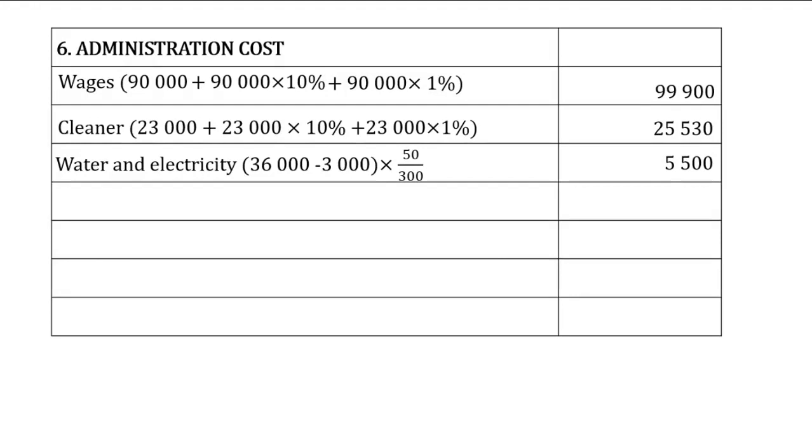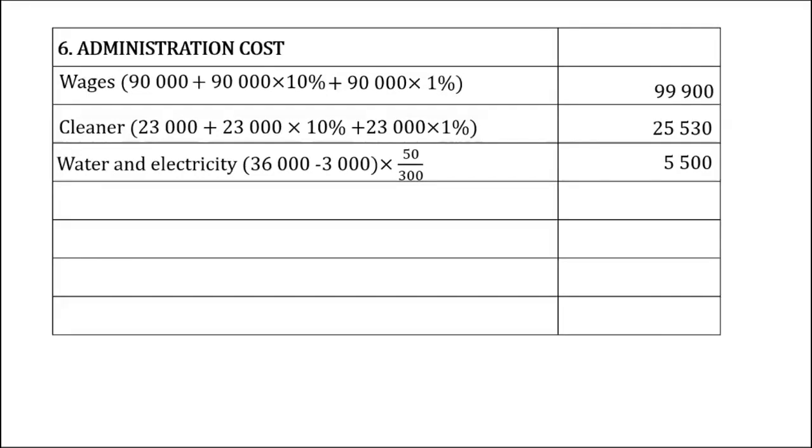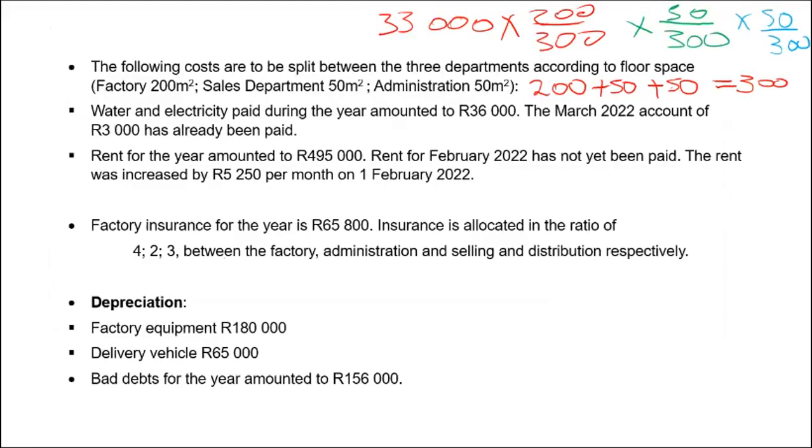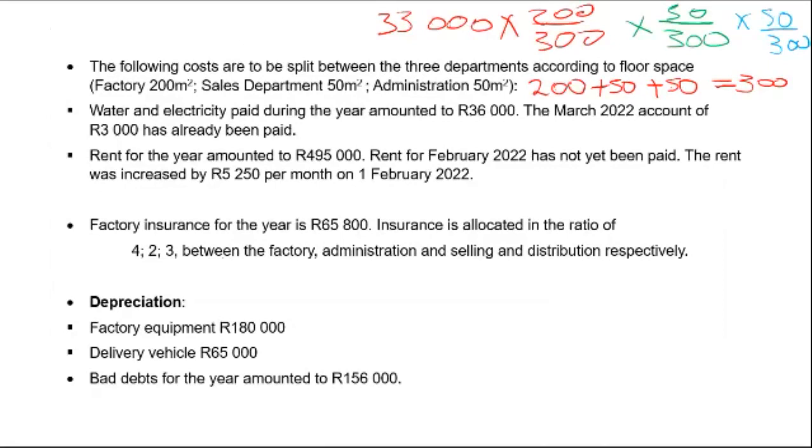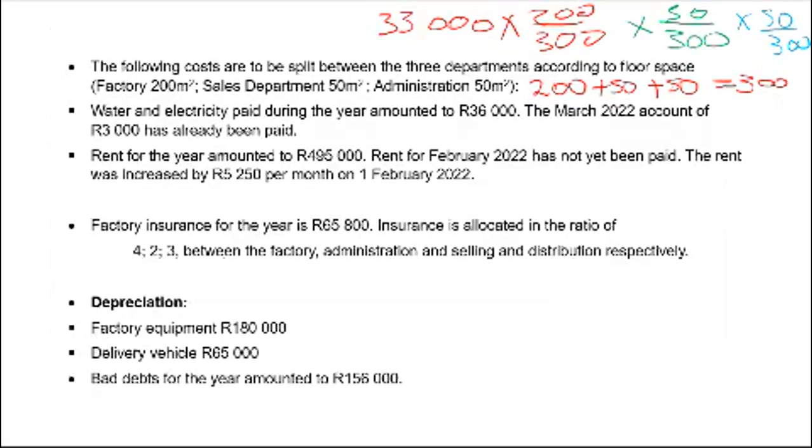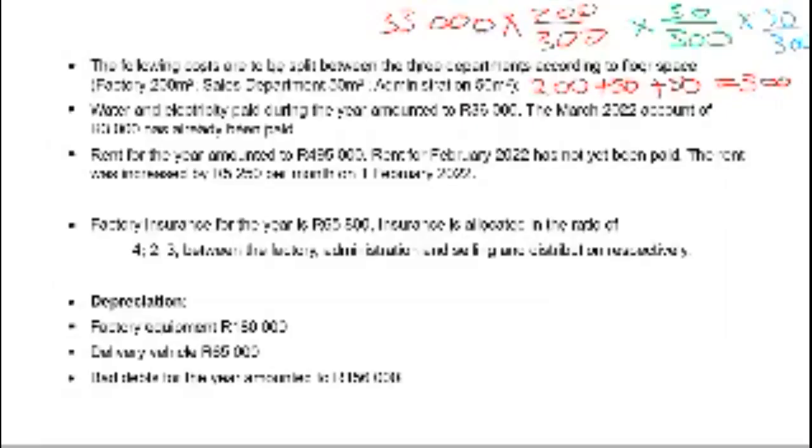Now I'm just going to go back to the question. I've done water and electricity, so I'm going to cross it out. Let's go to rent. They say to you, rent amounted to 495,000.